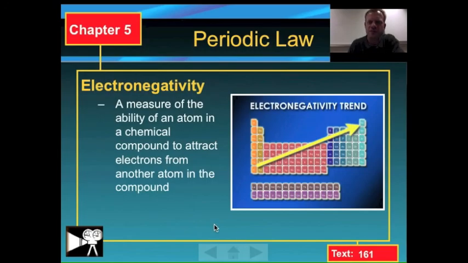There's also a table in your book that has a lot of values for electronegativities. That's something we're definitely going to be using. It is probably something you might want to jot down in your notebook as well.